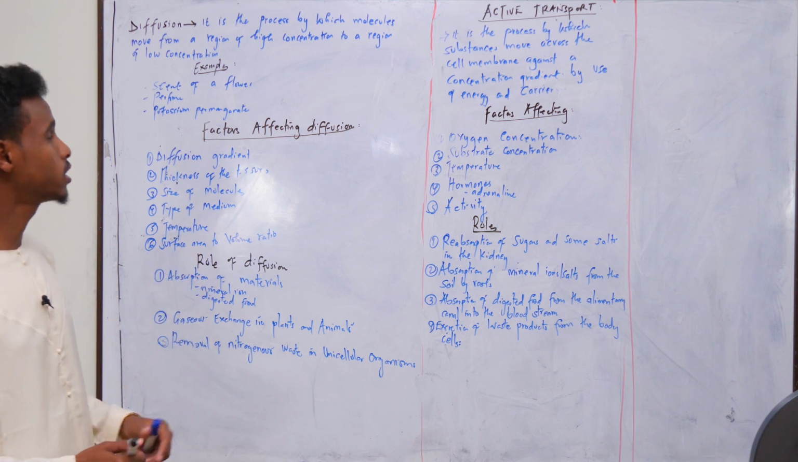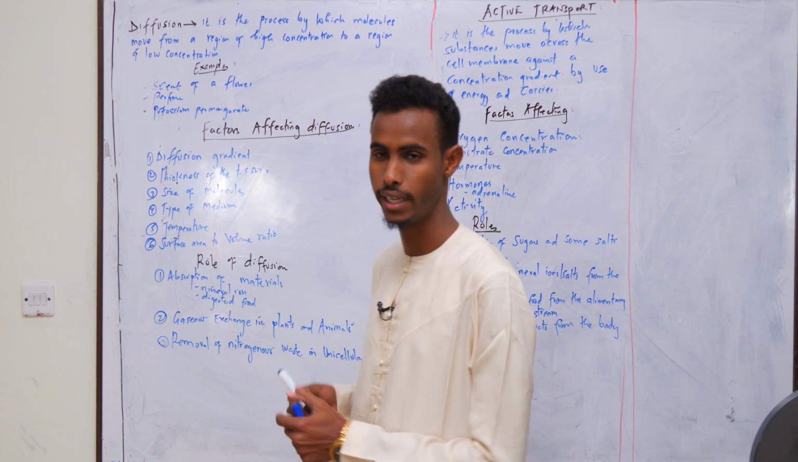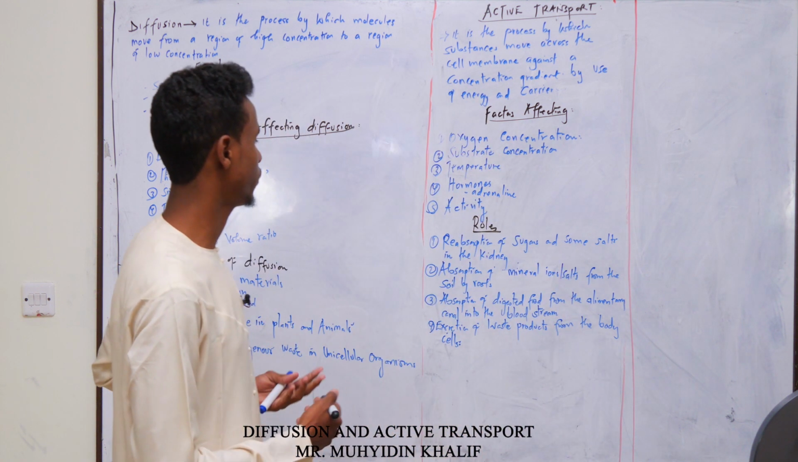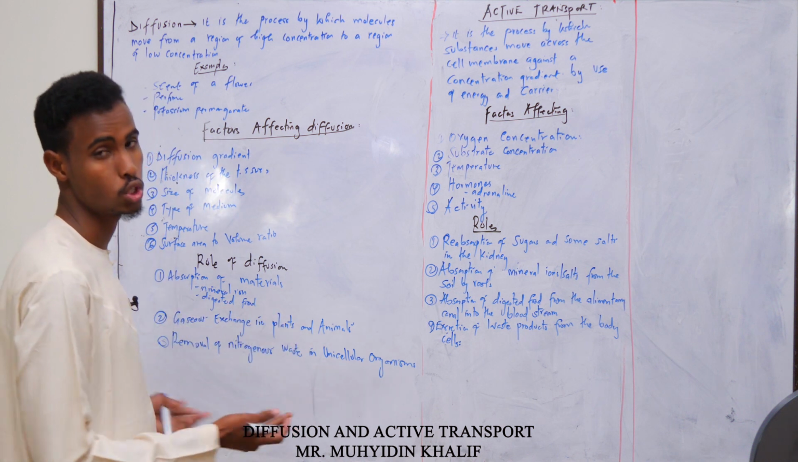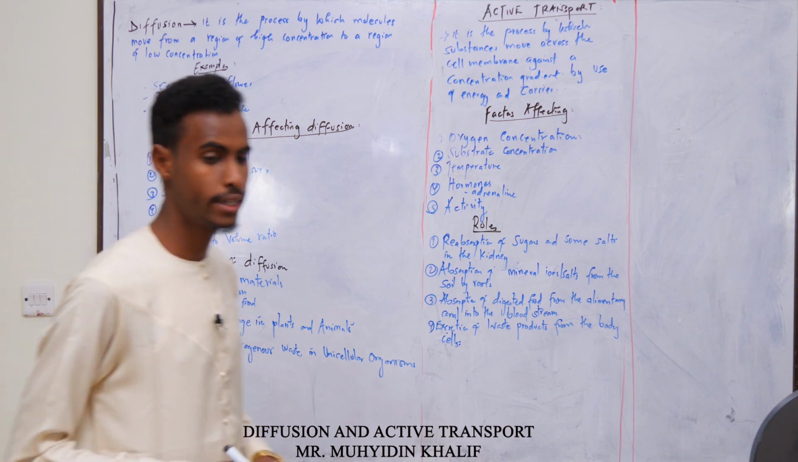Now today, as you can see, I want us to look at the two other physiological processes, that is diffusion and active transport. We're going to look at their roles, the factors affecting them, and their definitions as well, and we call it a lesson. Now let's start with the first one, diffusion.